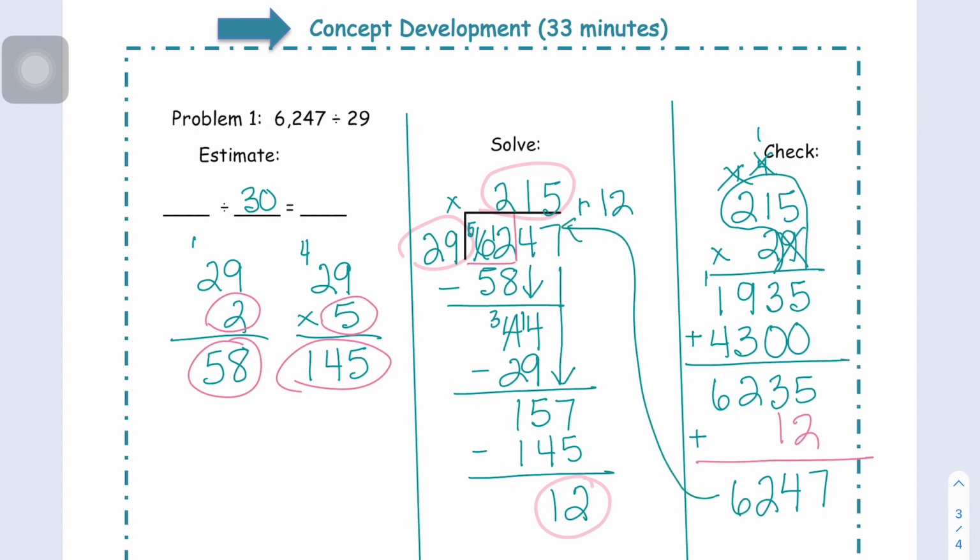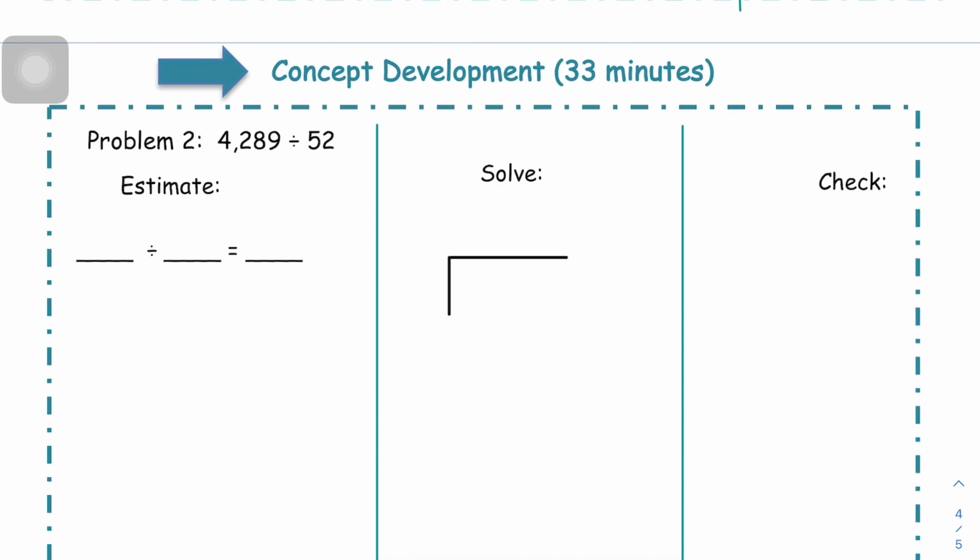Let's see if I included everything. 2, 15, 29, and 12. This problem, I've got 4,289 divided by 52.